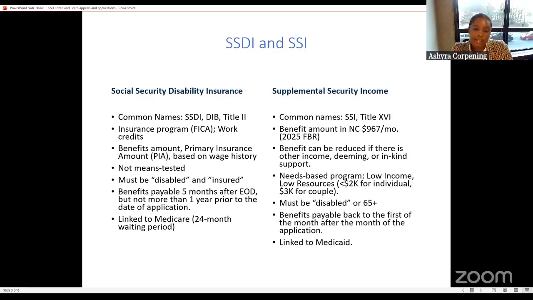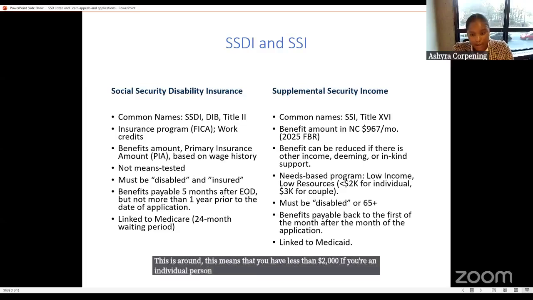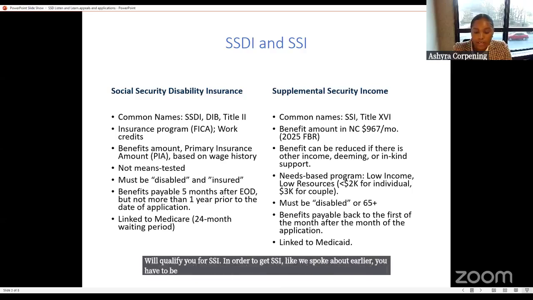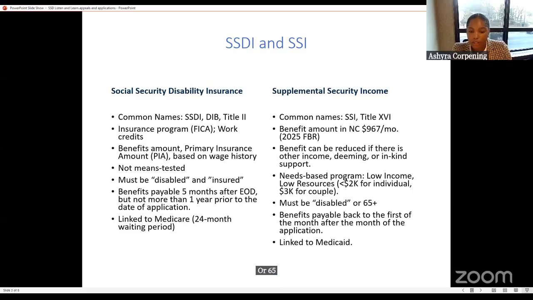SSI, as opposed to SSDI, is a need-based program, which means it is means tested, and it is for low-income individuals, for people who have low resources. This means that having less than $2,000 if you're an individual person, and less than $3,000 as a married couple will qualify you for SSI. In order to get SSI, like we spoke about earlier, you have to be disabled under Social Security's definition or 65 or older. So that's an either or right there.